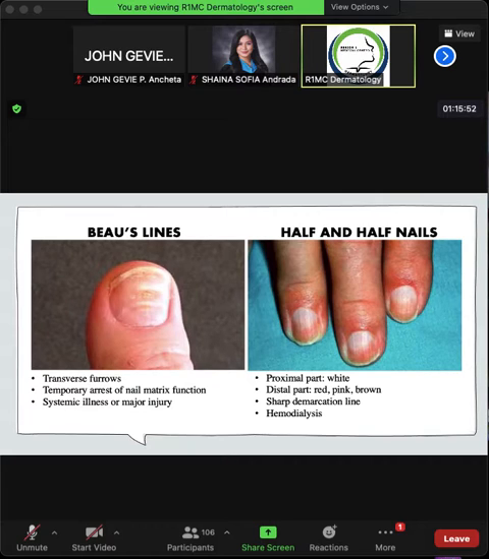For your half and half nails, they show a proximal portion of the nail white and distal half red, as seen in the picture. So, about 76% of hemodialysis patients and 56% of renal transplant patients have at least one type of nail abnormality. And your half and half nails are the most common.